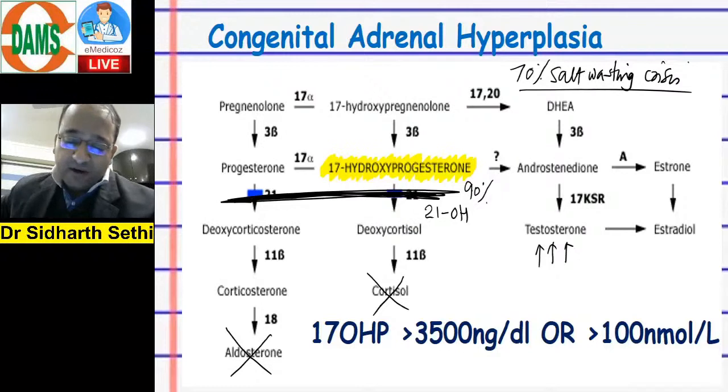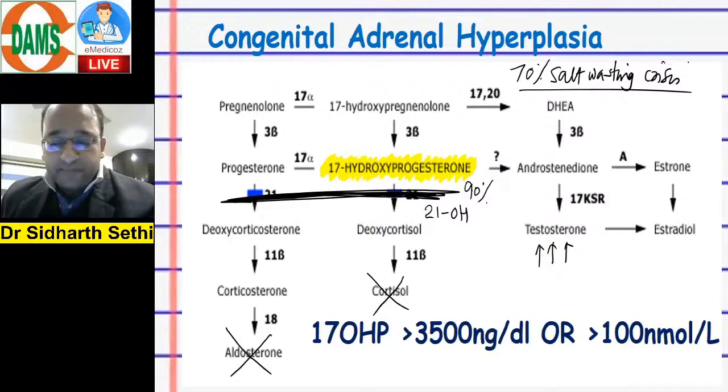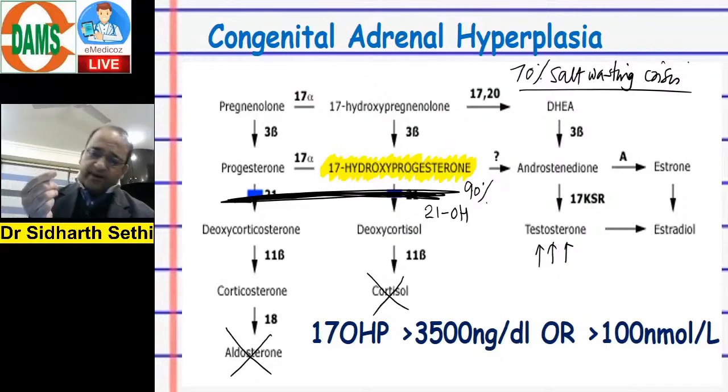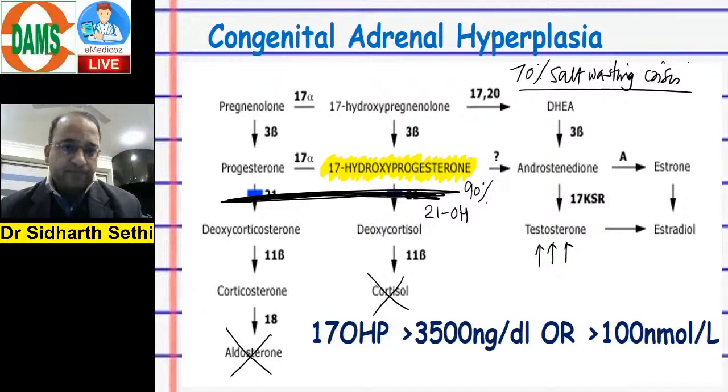So the level of 17 hydroxyprogesterone in infants is more than 3500 nanogram per deciliter, or more than 100 nanomole per liter. So please remember, when we do a heel prick, we also look for CAH. When we do a heel prick, we look for TSH, 17 hydroxyprogesterone, and TMS.